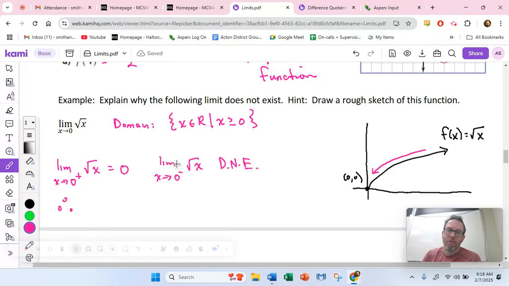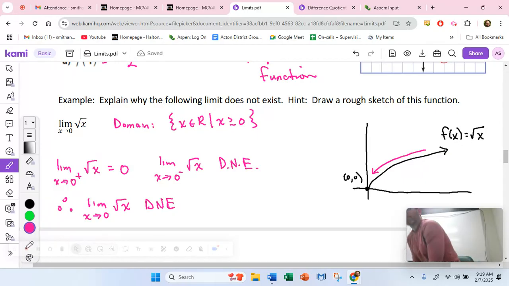I'll just kind of finish this up. Therefore, the limit as x approaches 0 of root x does not exist. It's because that left-hand limit doesn't exist. So this is our first example of a limit not existing for a function we have in our repertoire, and it's because the domain of this function is restricted. The function starts at 0. The left-hand limit doesn't exist.